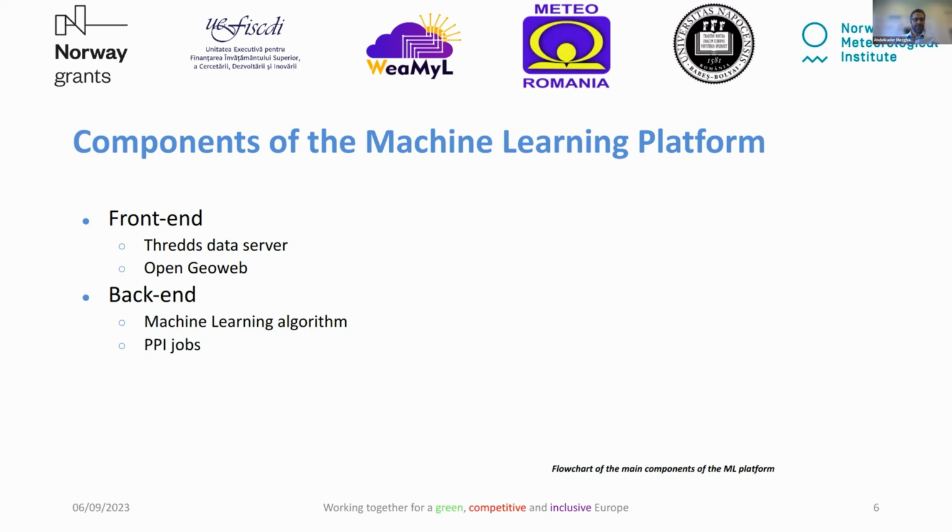I'll give an example of these tools later on, but the back end is mainly based on Python algorithms to run the machine learning models. Those are submitted to our post-processing infrastructure in terms of jobs, and it uses the CPUs or GPUs or whatever is available to run the scripts very quickly and, of course, in an efficient way.